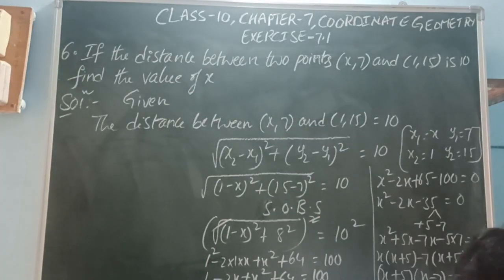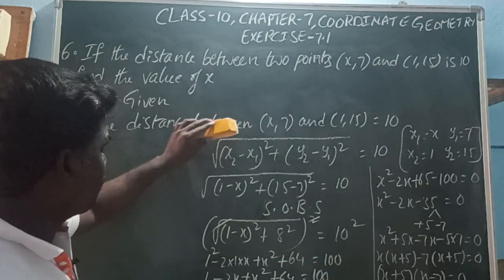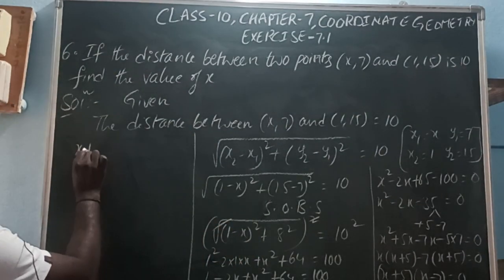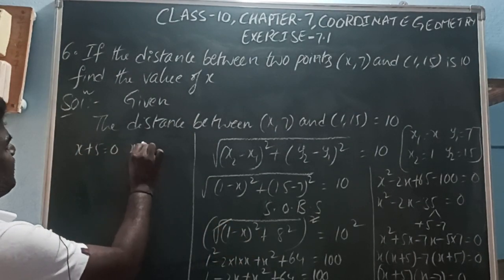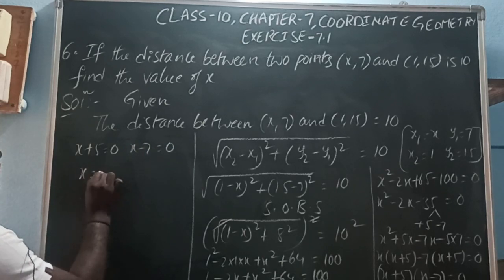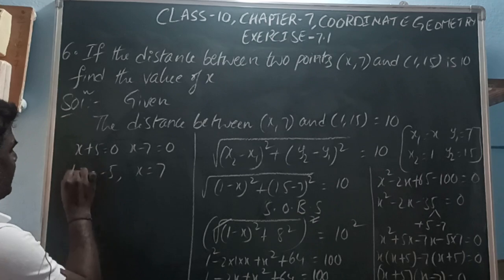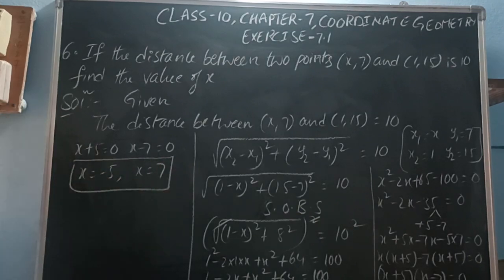So the product of two polynomials is 0. Either the first one is 0 or the second one is 0. So x plus 5 is equal to 0, x minus 7 is equal to 0. Plus 5 goes to the other side as minus. Minus 7 goes to the other side as plus. So the x values are x is equal to minus 5, x is equal to 7.